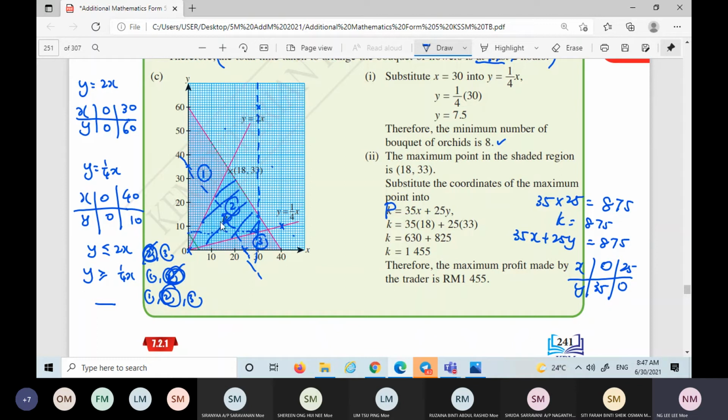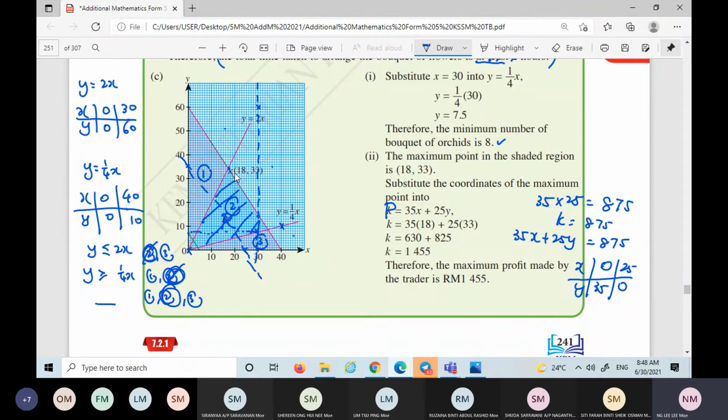You can do it inside your books, and then use your ruler and push. I have done it already, because on the screen I can't do it. So I know that it will leave the region at this point, the last point.